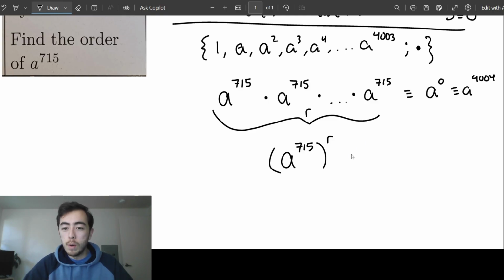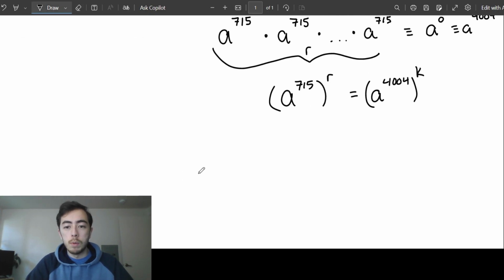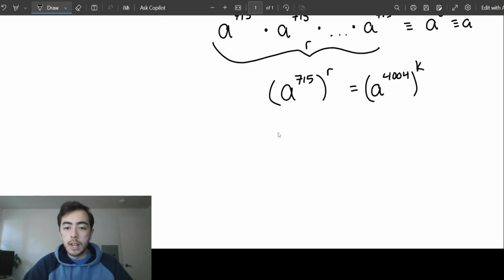Okay, and this is supposedly going to be equal, or congruent rather, to A to the power of 0 or 4004. Essentially, we could have any integer multiple of 4004 and it would be fine. So I'm also going to do 4004 and then raise that to some other power, maybe K. And ideally, these two things could be equal to each other. We could just figure out when these exponents are equal. Let's do a little exponent rule. 715R is equal to 4004K.